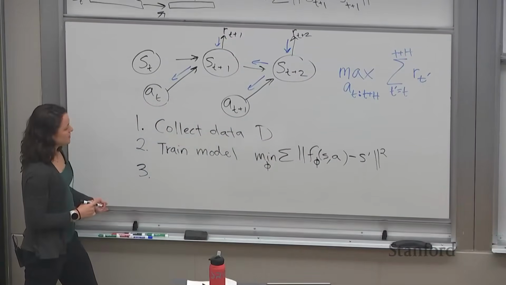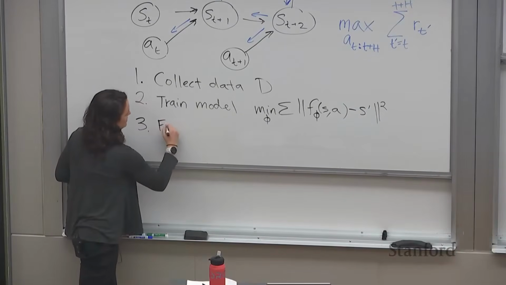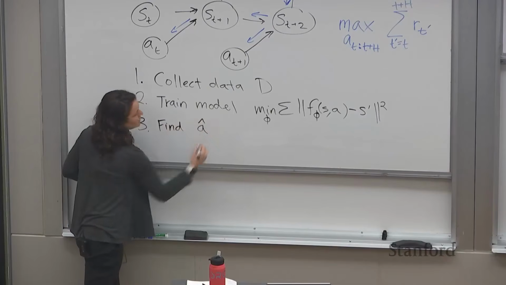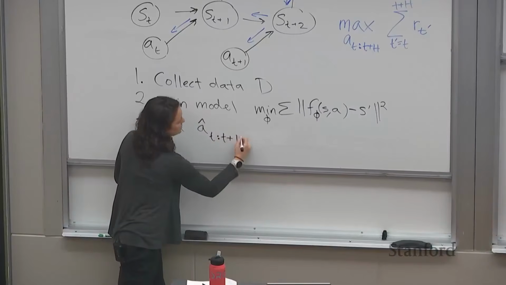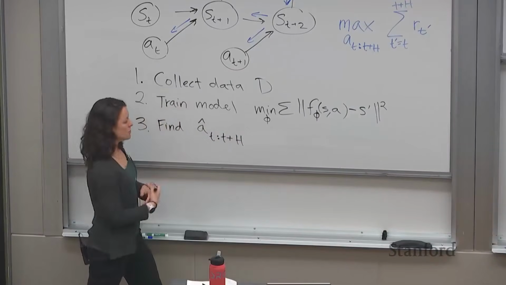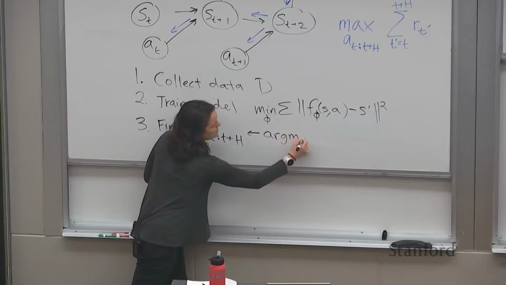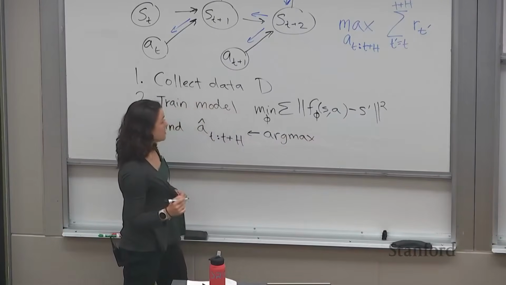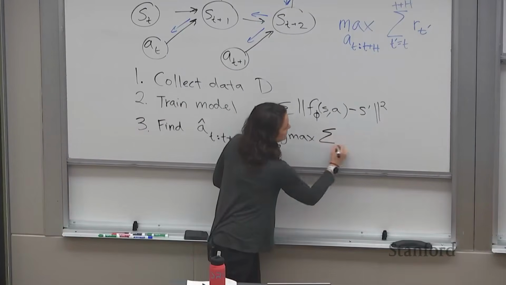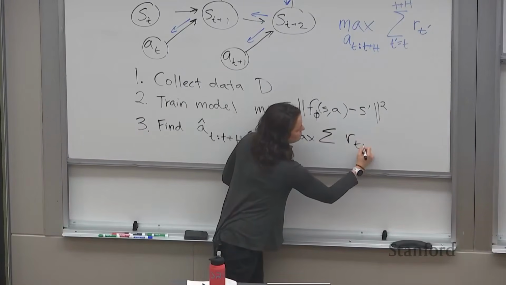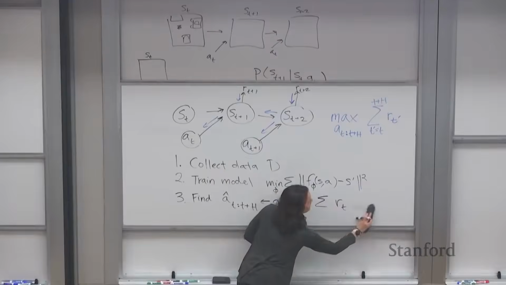And then the third step is to try to find a set of actions, a hat from t to t plus h. This is the course of actions that will lead to good rewards. And this would be the argmax of the sum of rewards, summed over t.